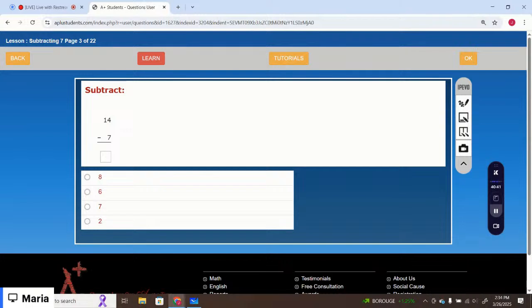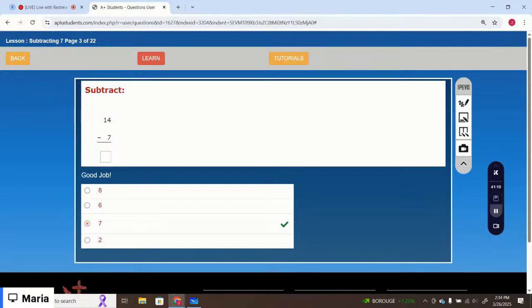14 take away 7 is. 14 take away 7 is 7. Option number 3 is the correct option.